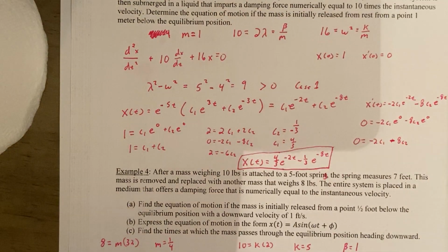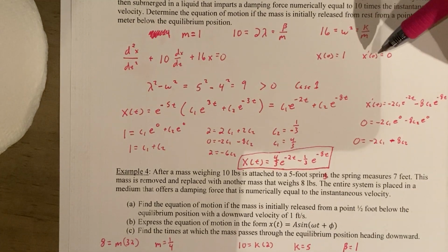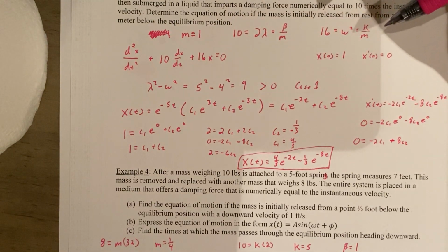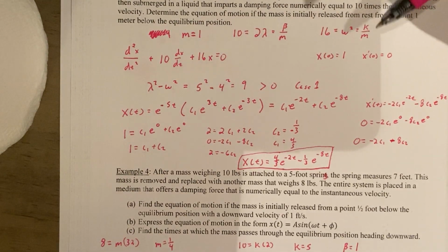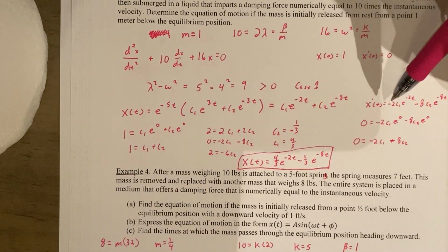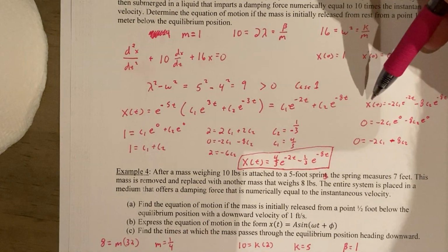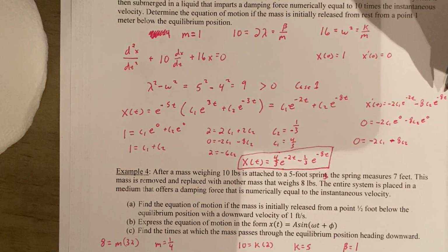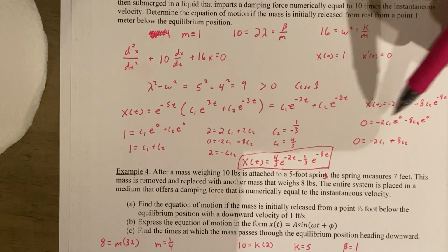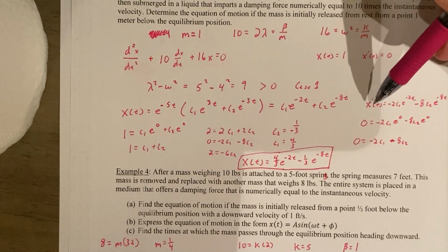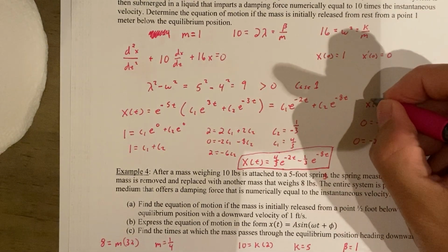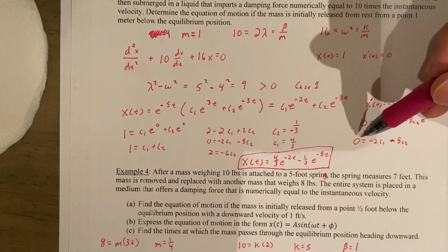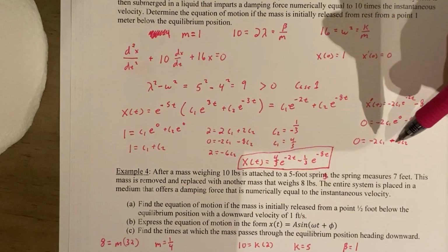Then we're going to use our initial velocity, which is x prime of 0 equal to 0. Taking the derivative, this is what we get: negative 2 c sub 1 e to the negative 2t minus 8 c sub 2 e to the negative 8t. Plugging in 0 for t, and our initial velocity, we get 0 is equal to negative 2 c sub 1 minus 8 c sub 2.